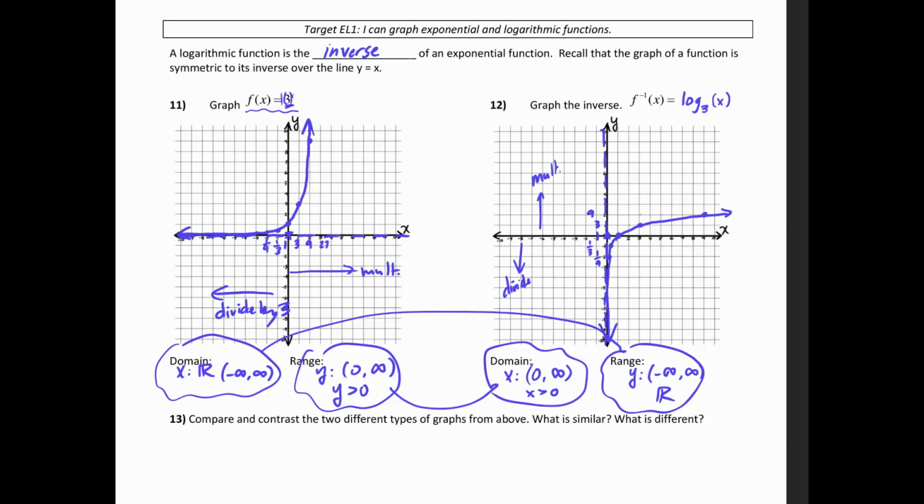So let's go ahead and compare and contrast some of these things. What's similar and what is different? They have similar patterns. So you're multiplying as you go in one direction and dividing in the other direction. You're jumping away from the asymptote. Those are similar patterns. Both have asymptotes, but one difference is that they go in opposite directions.